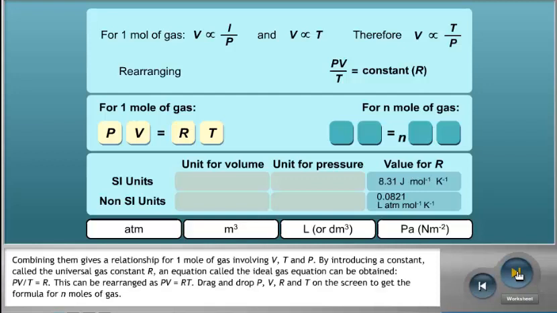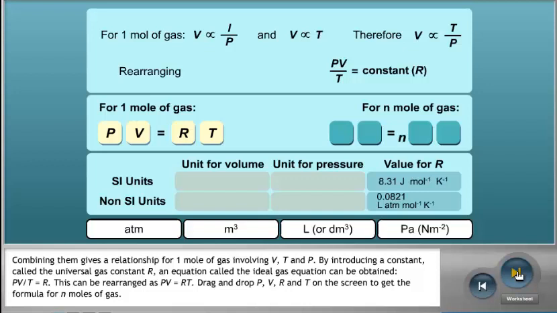Combining them gives a relationship for 1 mole of gas involving V, T and P. By introducing a constant called the universal gas constant R, an equation called the ideal gas equation can be obtained. PV over T equals R. This can be rearranged as PV equals RT.